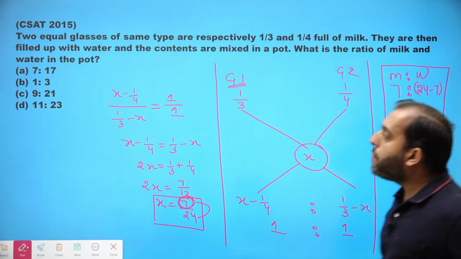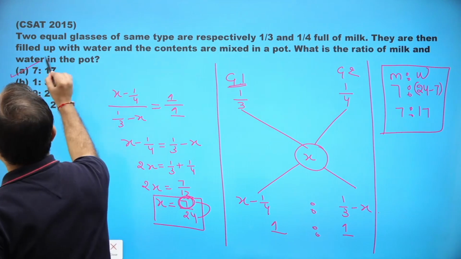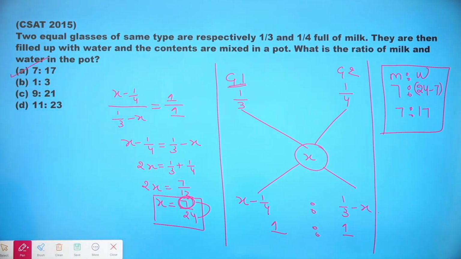So milk is to water will be what? Option A. Kindly make a note of it. Milk is to water will be 7:17. Okay guys, let's move on to the next problem now.